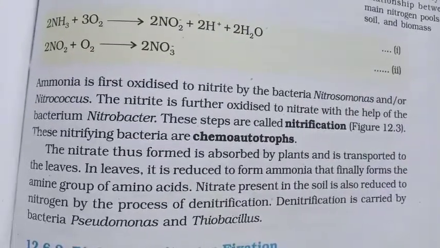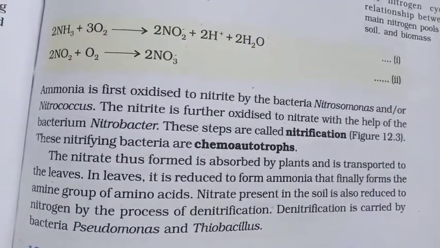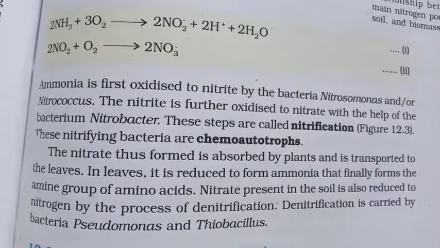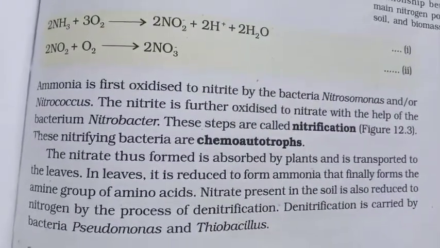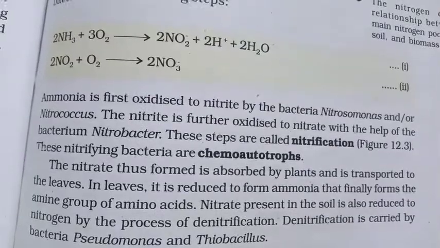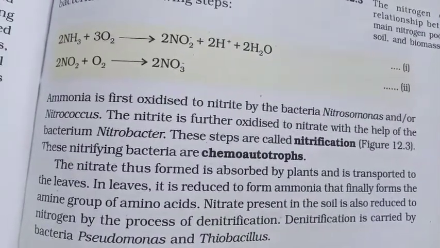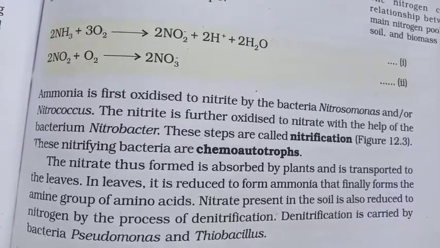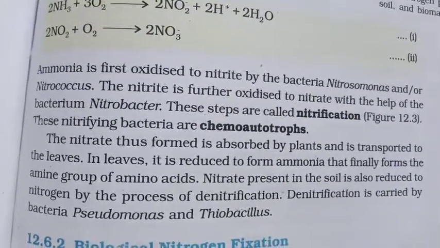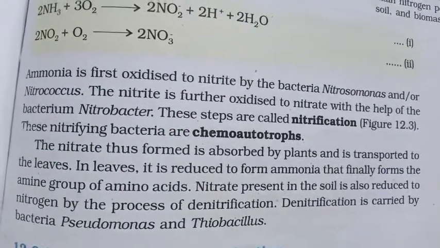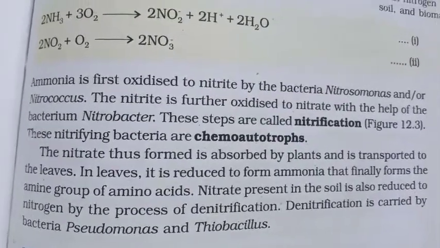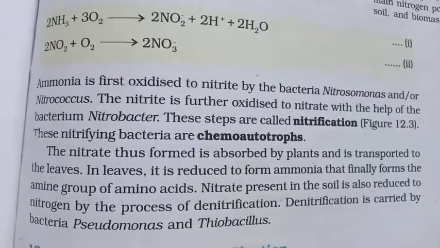The nitrate thus formed is absorbed by plants and transported to the leaves. In the leaves, it is reduced to form ammonia, and that finally forms the amine group of amino acids. Nitrate present in the soil is also reduced to nitrogen by the process of denitrification, which is carried out by the bacteria Pseudomonas and Thiobacillus. This is how nitrogen is cycled in the atmosphere and converted to a usable form so that the plants can utilize it.